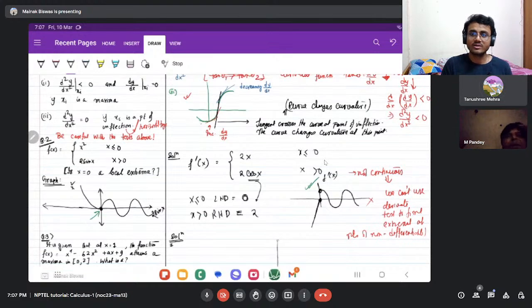So I was asking, is it an extrema point or not? Extrema as in, is it a local extrema, local minima, local maxima? Just look at this point and tell me. It's very simple, right? So maybe it is a local minima. Correct. It's a local minima.